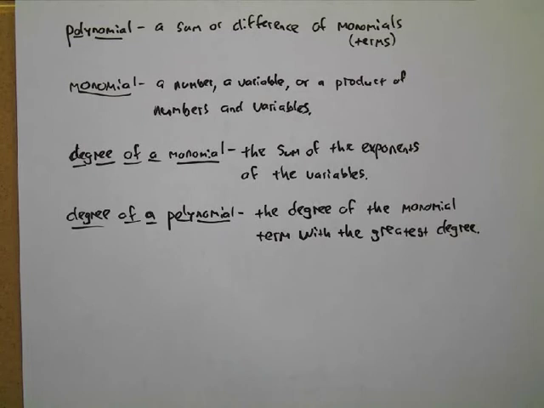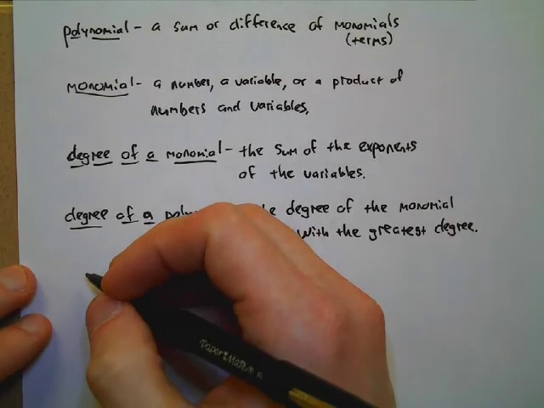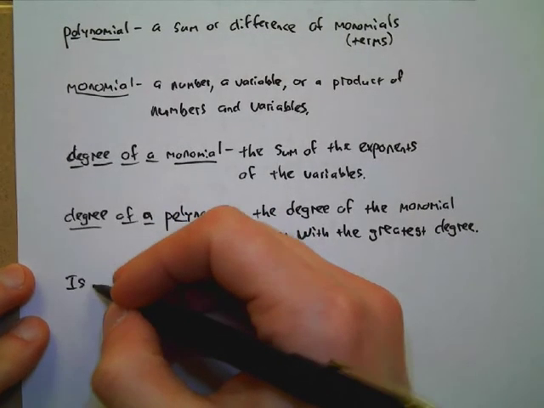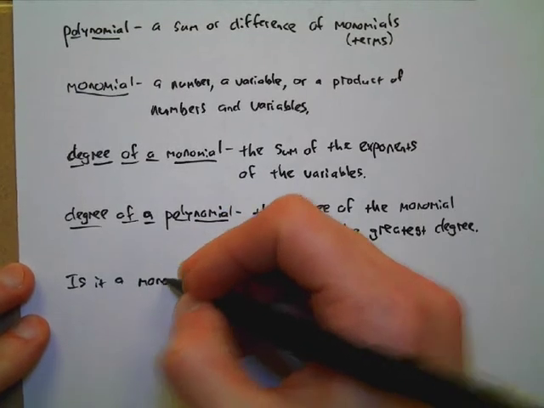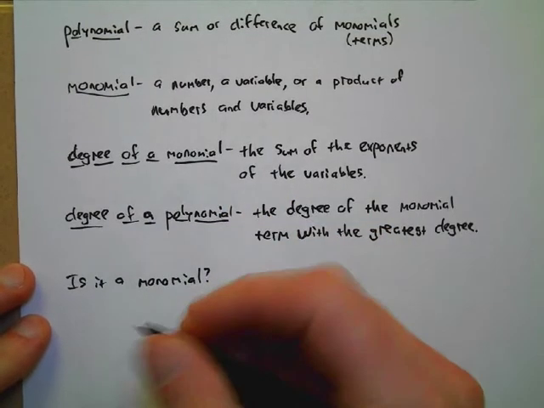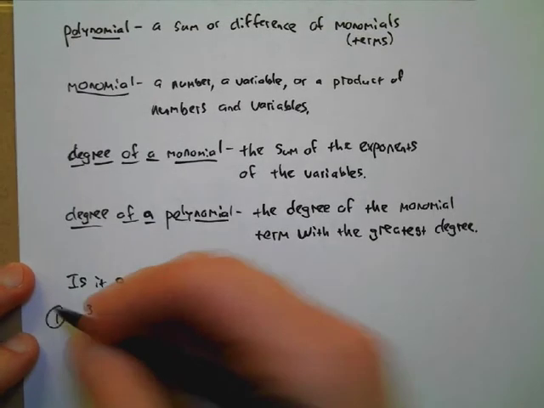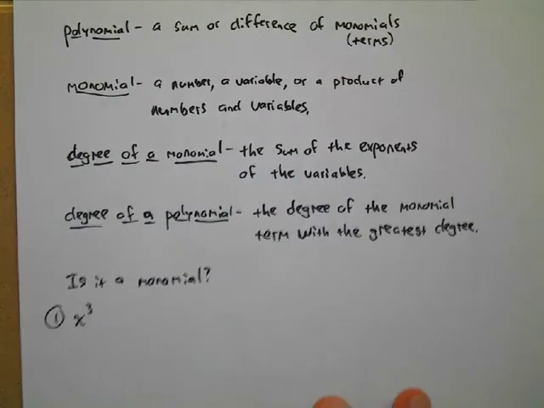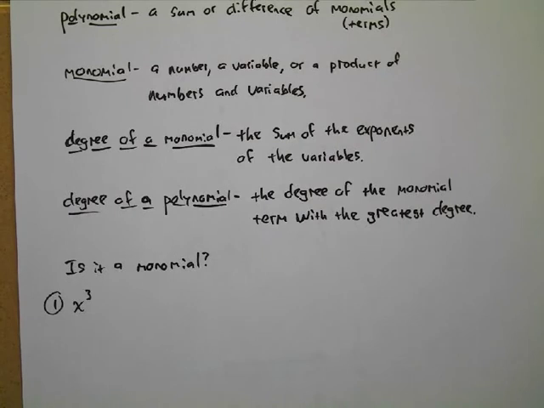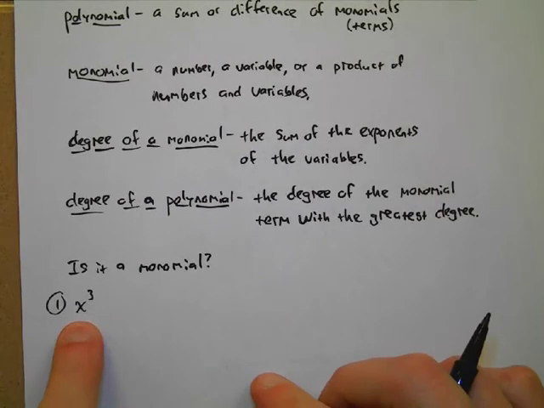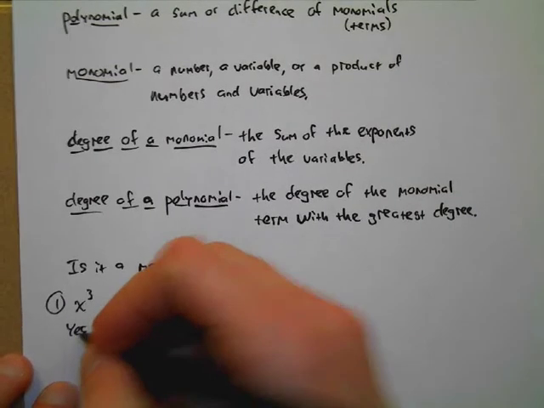Hydro bottle. Yeah. So that's some of the anatomy of a polynomial, what makes the polynomial. Okay, so is x to the third a monomial? Is it a number? No. It's a variable? Yes, but it's really like a product of variables, right? Because it's x to the third there. So yes, this is a monomial. It's a variable to an exponent.